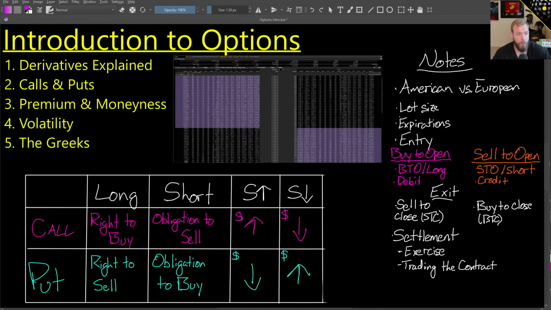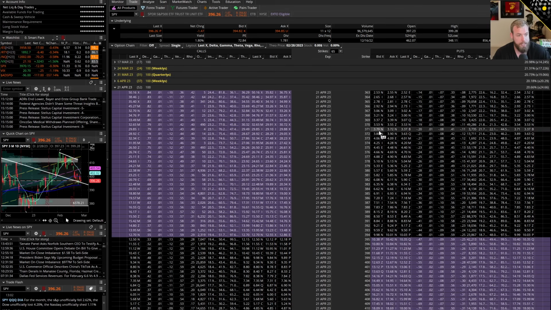Now, let's talk real quick about lot sizes. When we're talking about these options contracts, you'll notice that this is the price. This is the bid. This is the offer. So this is how much somebody's willing to pay. This is how much somebody's asking to sell. And they're quoted essentially $10 and a penny. Let's just use $10 for this example for this 394 put.